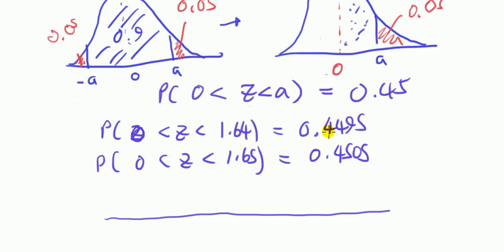You could also note here that 0.4495 is below 0.45 by 0.0005, and 0.4505 is higher than 0.45 by 0.0005. In other words, they're both about the same distance away from 0.45. Because of that, you could just take the average of 1.64 and 1.65, and so we write down the answer as 1.645.